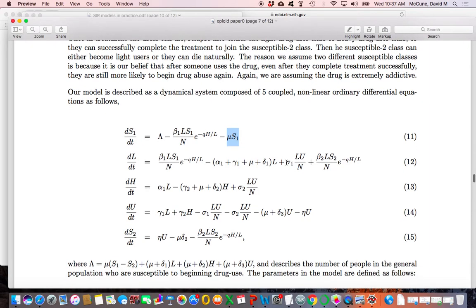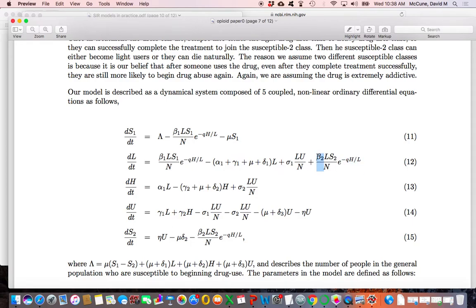But notice he also has terms like this: L times U over N times sigma 1. So sigma 1 must be like a contact rate. Beta 2, L S2 over N. He also has these decaying exponentials, which I won't go into right now. You don't have to include these if you don't want to. I'm putting this paper on Moodle so you can read his explanation for why these are here. But you don't have to include them.